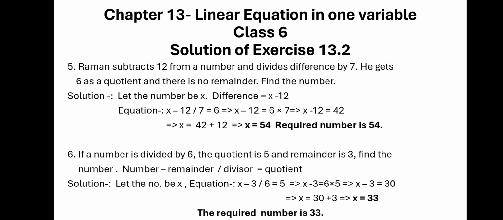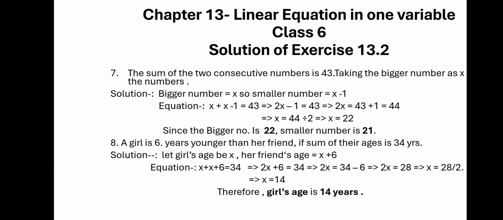Let the number be x. Equation is x is the number, minus 3 is the remainder, divided by 6, because that is a divisor, equal to 5 is the quotient. So x minus 3 equal to 6 into 5, which is x minus 3 equal to 30. So x is equal to 30 plus 3, and that is why x is equal to 33. So the required number is 33.